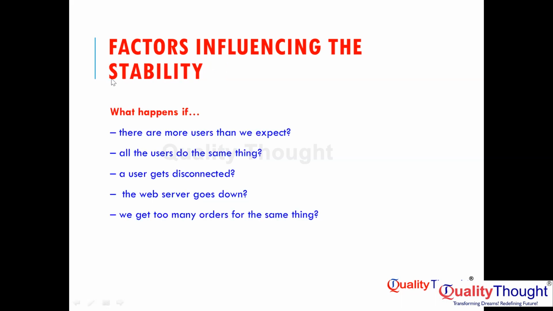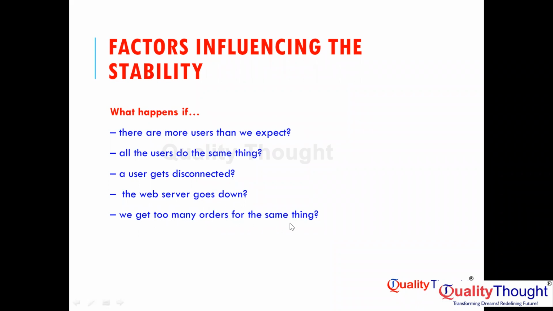So stability is a matter of how many users we are having in your application, and whether you are getting more than your stabilized count. 10,000 is your base criteria. If you are getting more than that, what will happen? Do all the users do the same thing? No. So we need to test that as well. A user gets disconnected, what happens? The web server goes down, what happens?